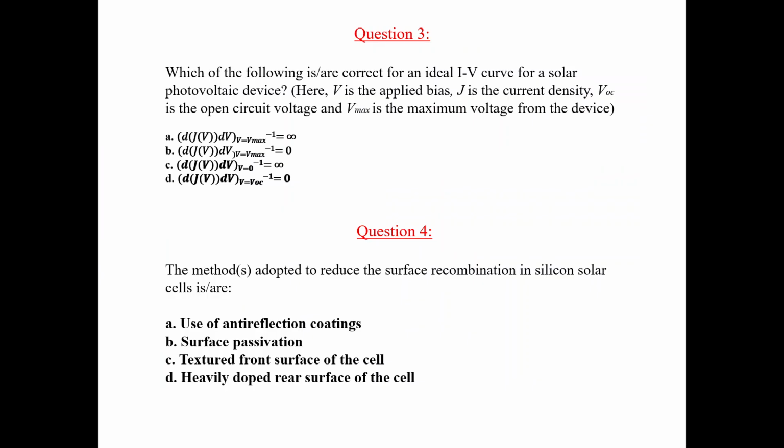Question number 4. It is the method adopted to reduce the surface recombination in silicon solar cells. The options are use of anti-reflection coating, surface passivation, textured front surface of the solar cell, and heavily doped rear surface of the cell. I just talked about it when I was giving the introduction. Give a try. Sir, surface passivation. Okay, surface passivation will reduce the surface recombination. Why?